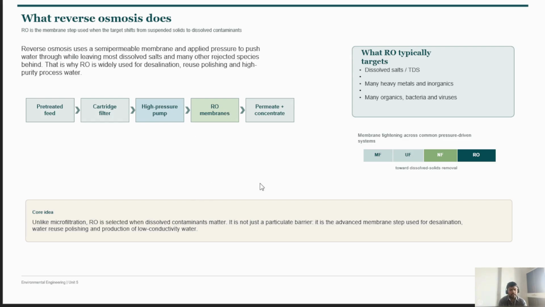In RO technology, we target the dissolved salt, TDS removal, heavy metal removal, and some inorganics also get removed. But if we use microfiltration as a pre-filter, then the inorganic particles will get removed in the microfiltration. Many kinds of organics, bacteria and viruses then get filtered out by this particular RO membrane.